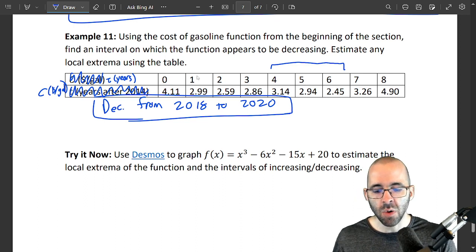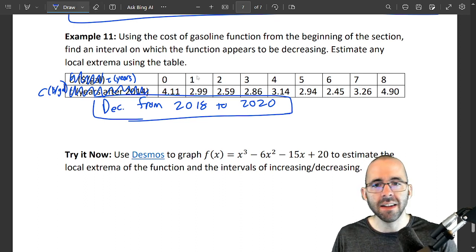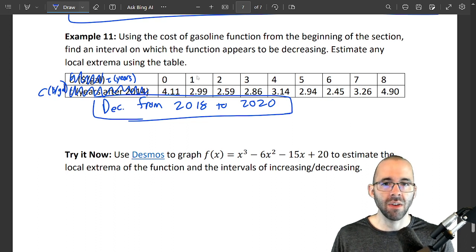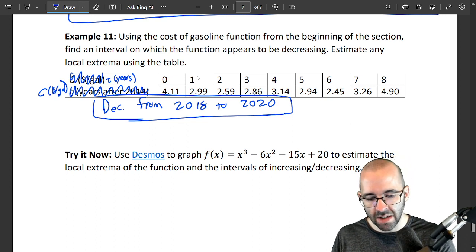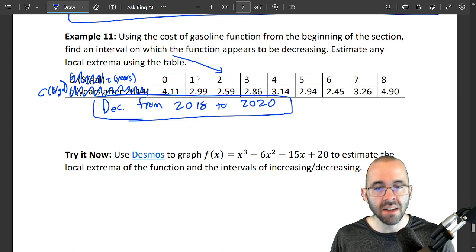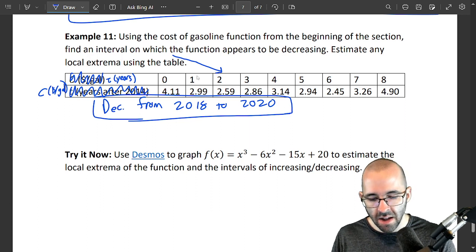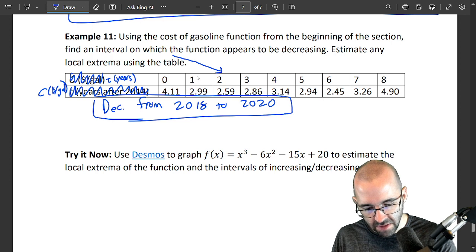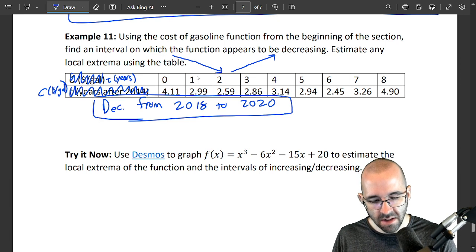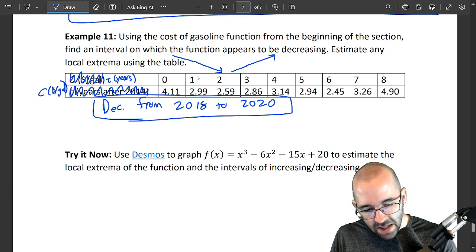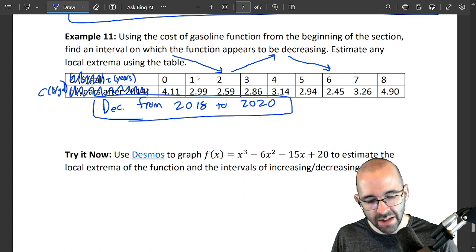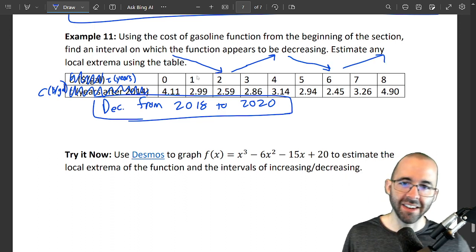And it says estimate any local extrema. So how I like to do this is I like to draw little arrows. At 0, is it going down? Yes. We're going down. We're going down. We're going down. All right, so we're decreasing from 2014 to 2016. And then we start increasing, right? Now we're increasing, increasing, increasing until 2018. And now we start decreasing again, right? These numbers are now going down and the numbers start going up again.